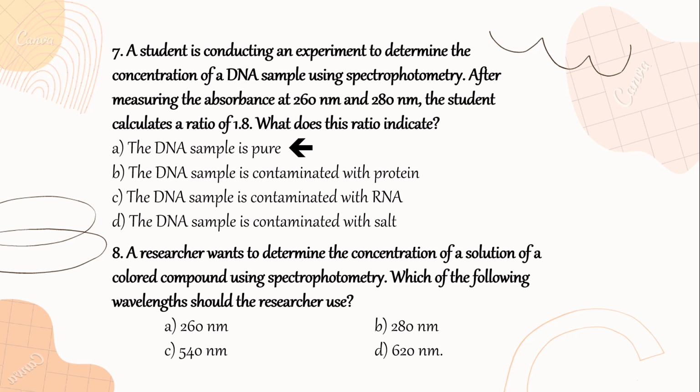Number 8. A researcher wants to determine the concentration of a solution of colored compound using spectrophotometry. Which of the following wavelengths should the researcher use? A. 260 nanometer. B. 280 nanometer. C. 540 nanometer. D. 620 nanometers. The correct answer is C. 540 nanometers.